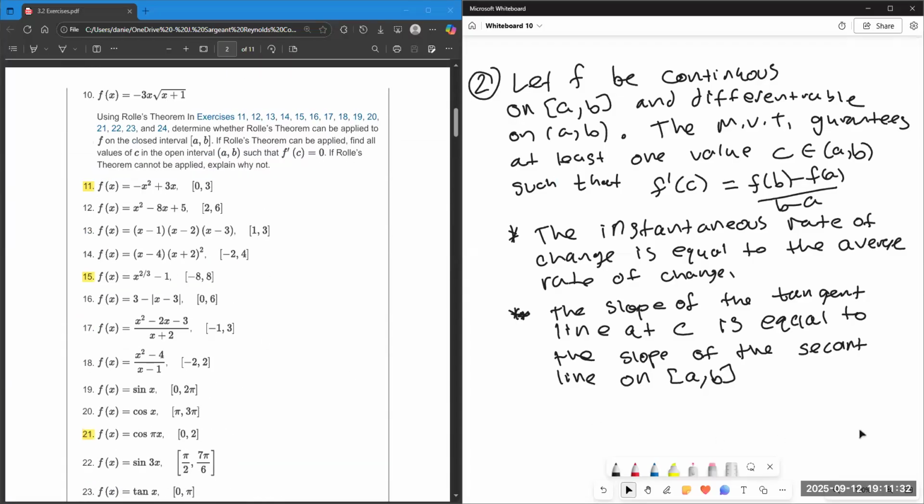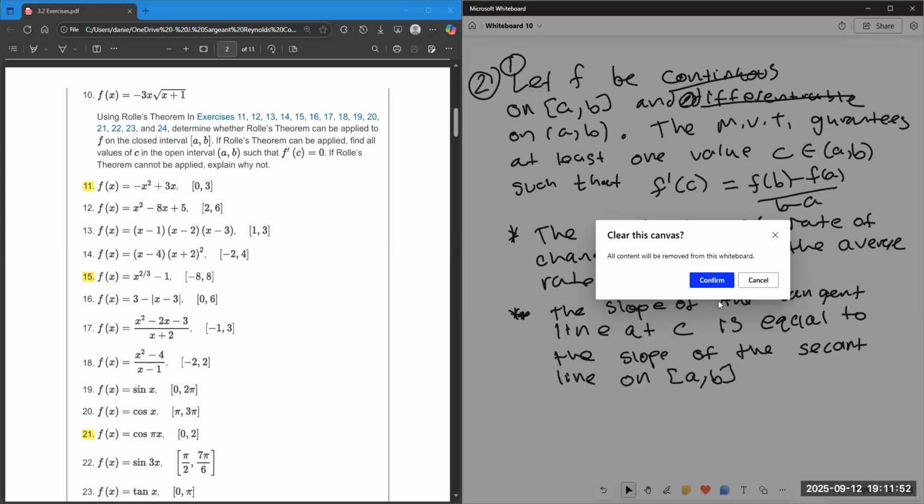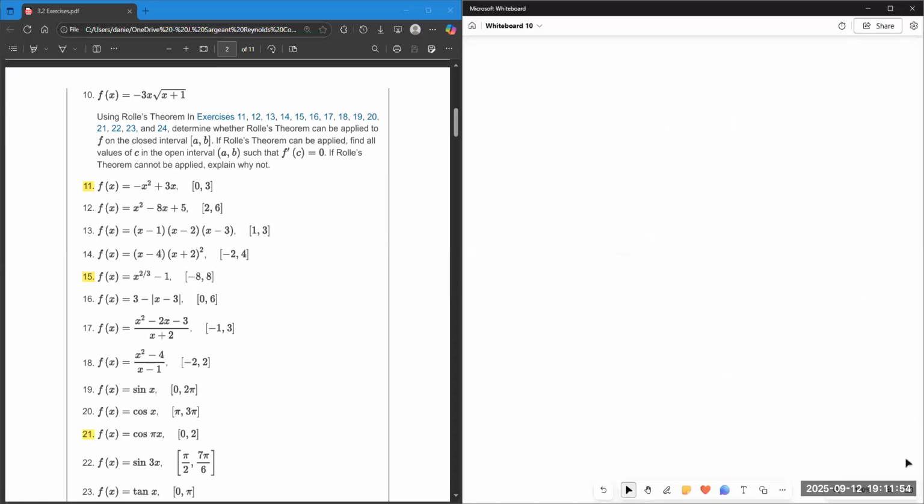Key thing here is to remember that you must establish these two conditions. Condition 1, that it's continuous, and condition 2, that it's differentiable, before you can use the mean value theorem. If you do not do that first, you're going to run into problems because there will be times where the mean value theorem does not apply, and you're going to get wrong answers if you don't test those conditions first.